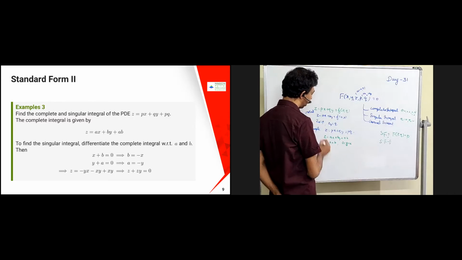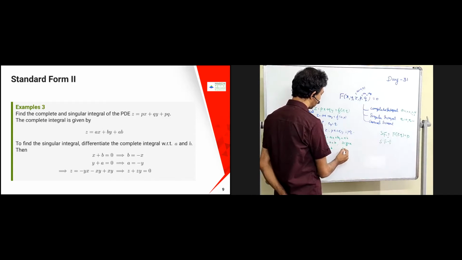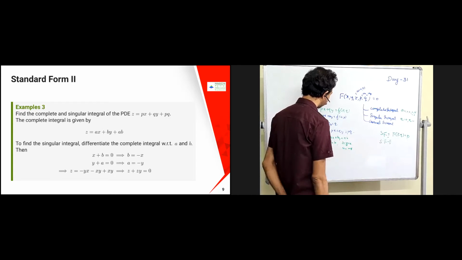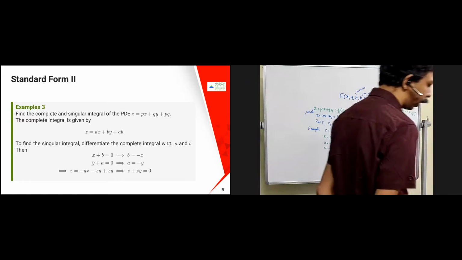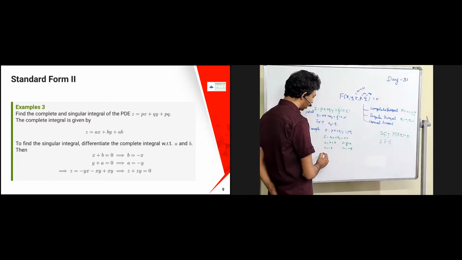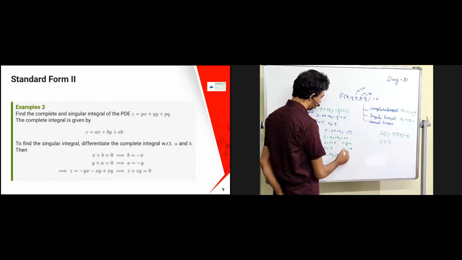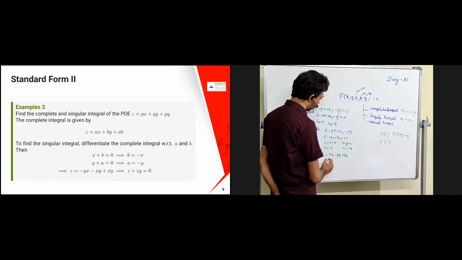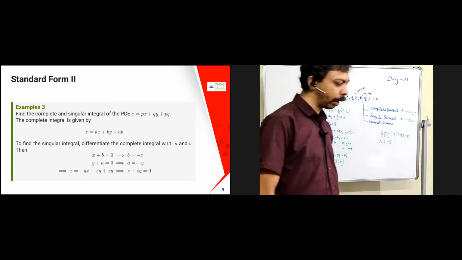Therefore, what I get is x equal to minus b, or b equal to minus x. Similarly, a equal to minus y. Now I need to substitute it over here. Then I'm going to get z equal to minus xy, minus xy, and this is minus x minus y, so plus xy is going to come. So these two get cancelled. Therefore, I'm going to get z plus xy equal to 0. I think in the PPT I have mentioned z plus zy equal to 0. That is not correct. Z plus xy is going to come.